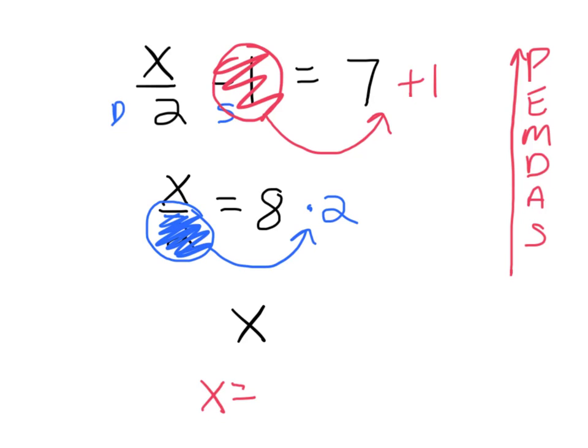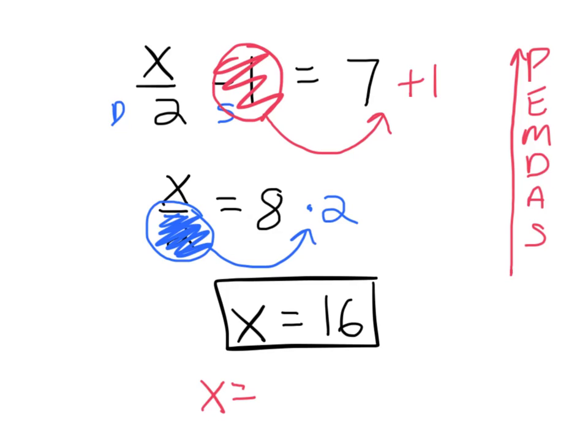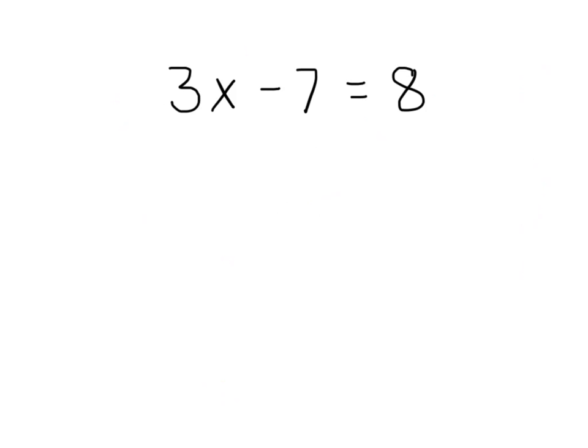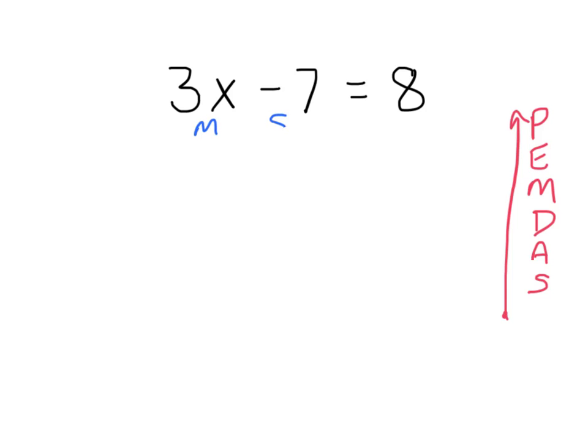Left over on the left side is x. Then I have equals 8 times 2. Well, 8 times 2 is 16. And that's the answer. Here's our next problem. 3x minus 7 equals 8. Go ahead and hit pause if you need more time. Alright, I am following order of operations in reverse because I am undoing operations. I've got multiply and I've got subtract.